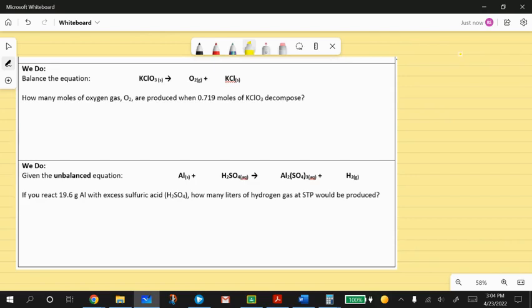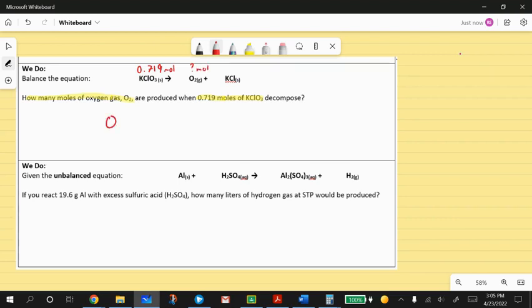We have 0.719 moles of KClO3, and we want to figure out how many moles of oxygen gas we're going to produce. So I'm just going to go ahead and write that up here. 0.719 moles, and we are looking for moles of O2.